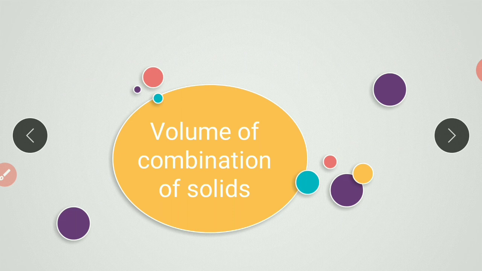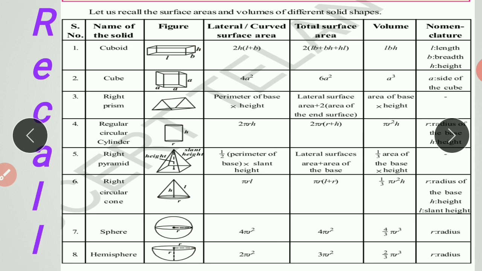Before entering into our topic, we need to recall some important formulas of solids which are learned in ninth class. See here, we have one table. Let us recall the surface areas and volumes of different solid shapes. Here we have 8 types of solids: cuboid, cube, right prism, regular circular cylinder, right pyramid, right circular cone, sphere and hemisphere. And also surface area formulas, total surface area and also volume.